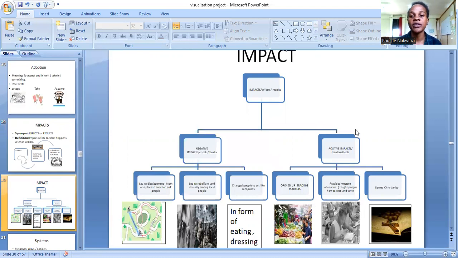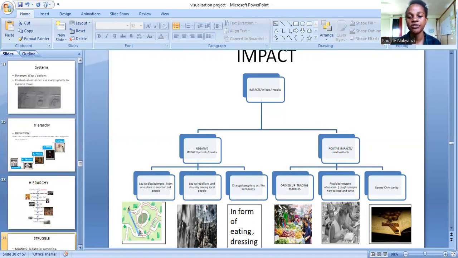Further, I went on and used a mind map to explain the impacts on the negative side and the positive side with the aid of pictures.